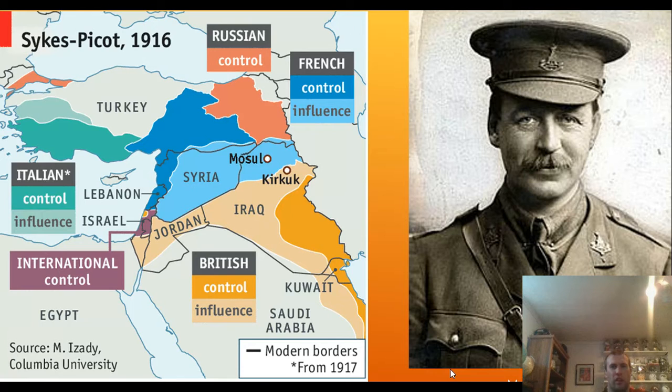This is Mark Sykes. Sykes-Picot Agreement. It basically divided up the Ottoman Empire between Britain and France. And that was how the borders of the Middle East were created by Britain and France. I have a former colleague who once said, find me a conflict in the world around borders and I'll show you where the British drew them.